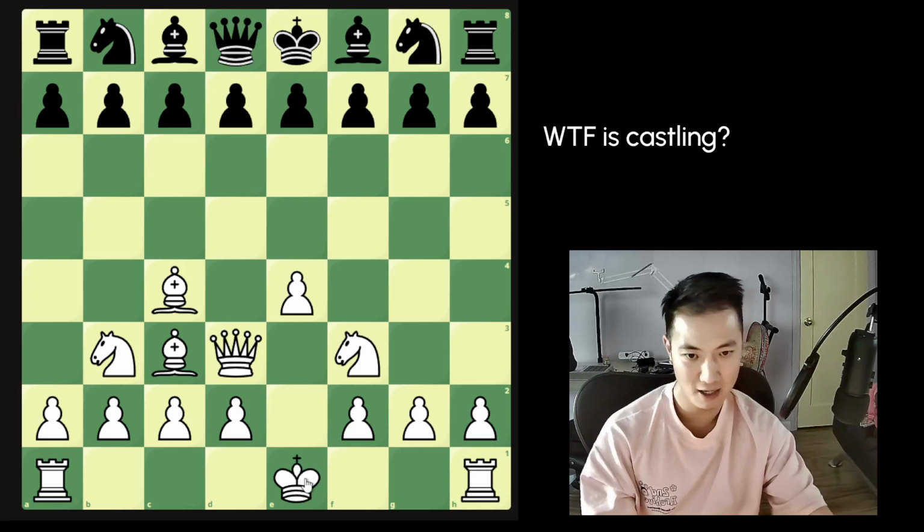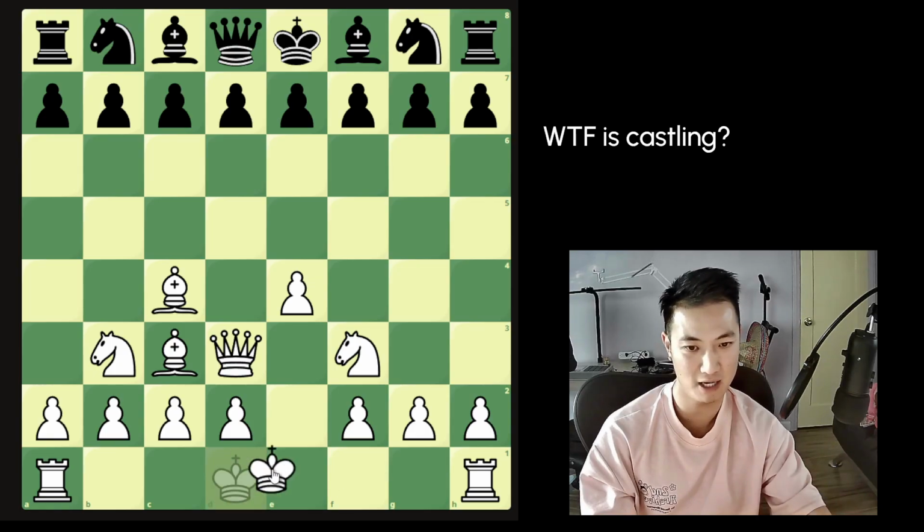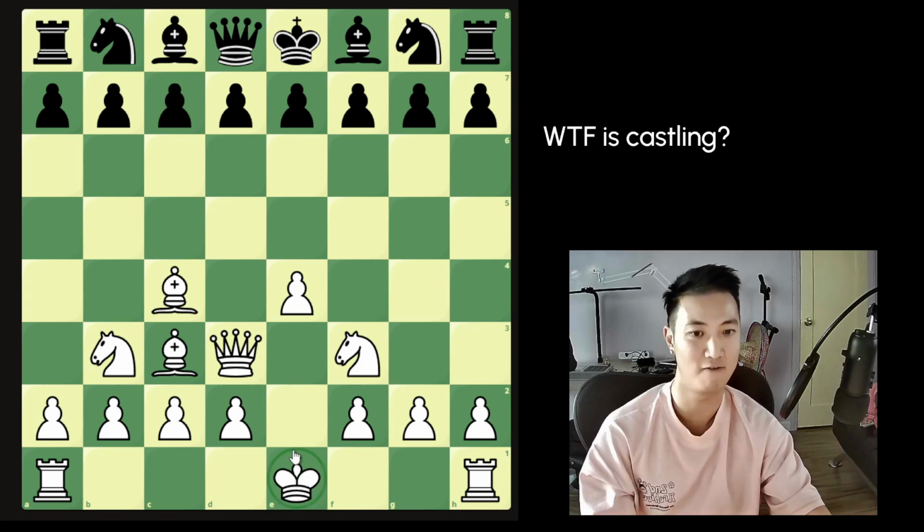So if this rook also moves, now I can't castle either way. But if the king also has moved before, let's say I do something like this, right? Or like, you know, dancing around. Now my king can't castle either way because I've already moved it. Castling is technically like a king move.